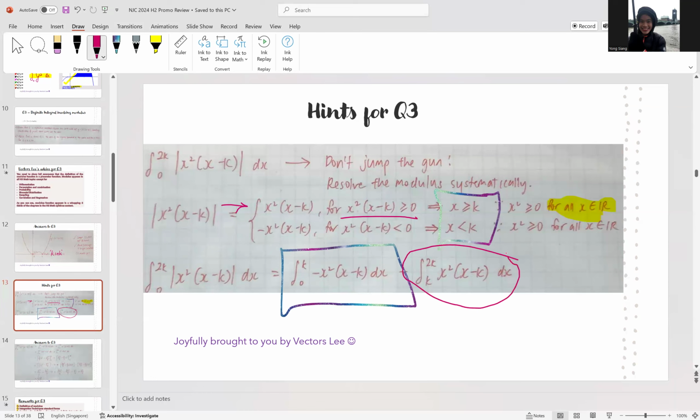So what is the learning point? The learning point is that I do not want you to jump the gun and just plonk in 2k and 0. Because if you ever tried doing that, when x is less than k, you notice that the original graph of x squared times (x minus k), without the modulus, lies below the x-axis. It is going to result in a negative integral and hence an inaccurate answer.